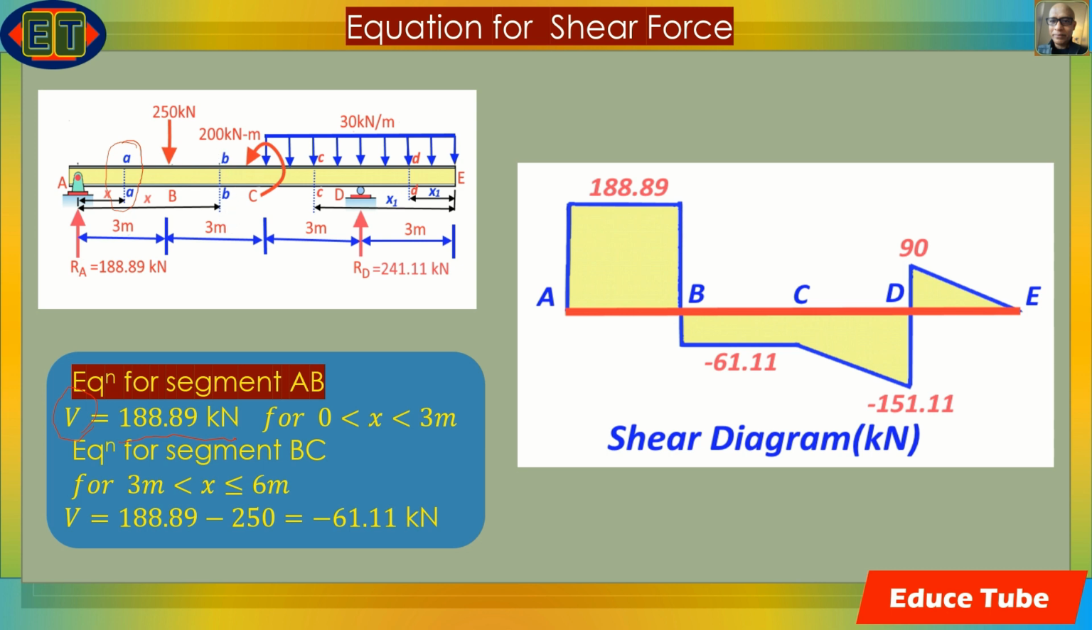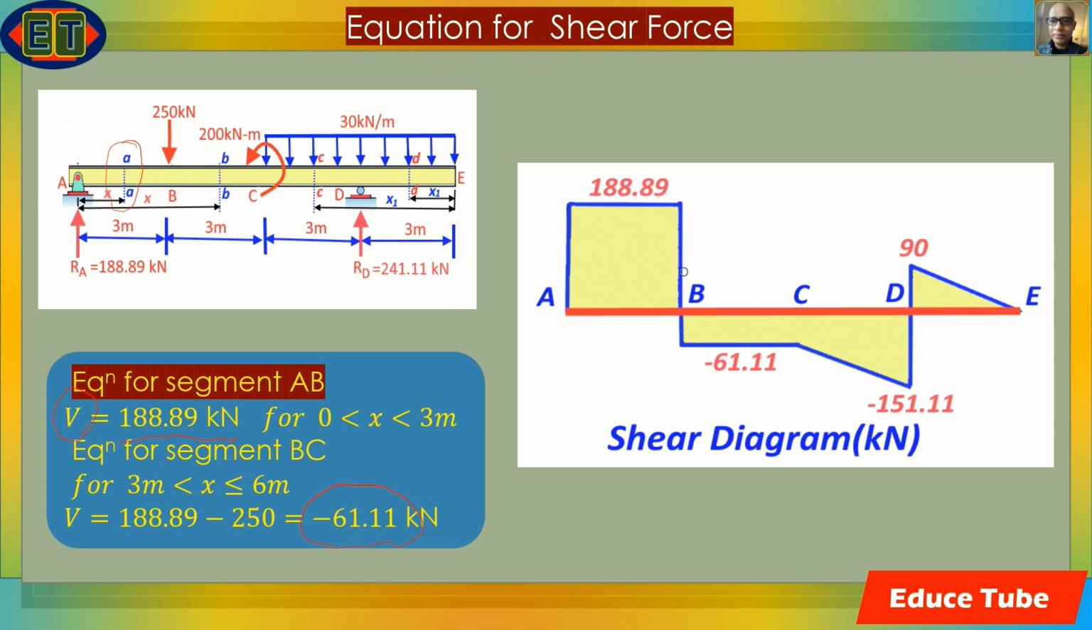Now, using section BB, we can determine the equation for shear in segment BC. How will we do it? Here x is less than or equal to 6 meters, but greater than 3 meters. So here it will be this 188.89 minus this 250. So we will get minus 61.11 kilonewtons.